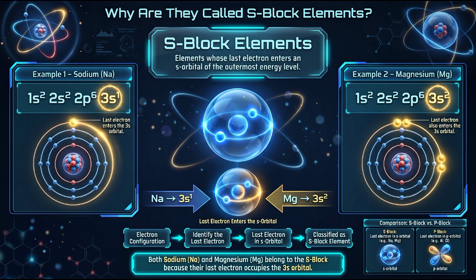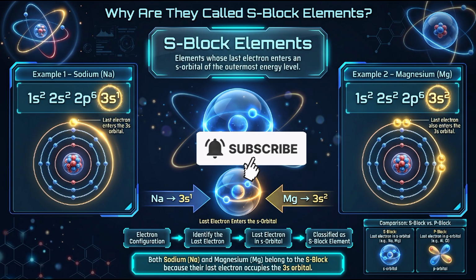In summary, the s block is named after the s orbital, not because these elements contain only s electrons, but because their last or outermost electron enters an s orbital during electron filling. Sodium ends with 3s¹, magnesium ends with 3s², and both are therefore s-block elements. The same rule applies to every other element in groups 1 and 2. Understanding this single principle makes it easy to identify s-block elements, understand their position in the periodic table, and explain why they share similar chemical properties.